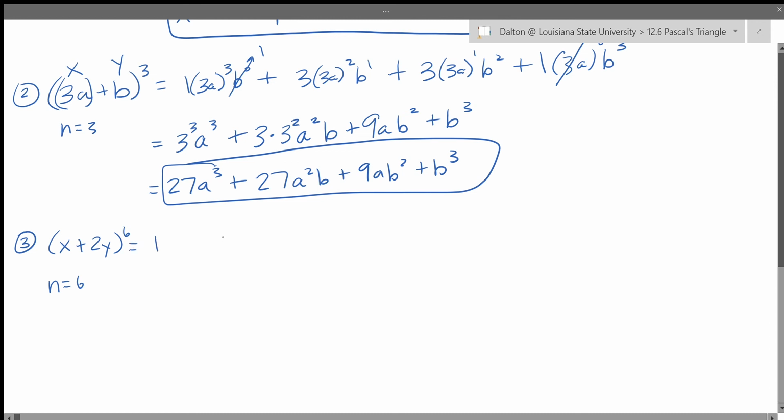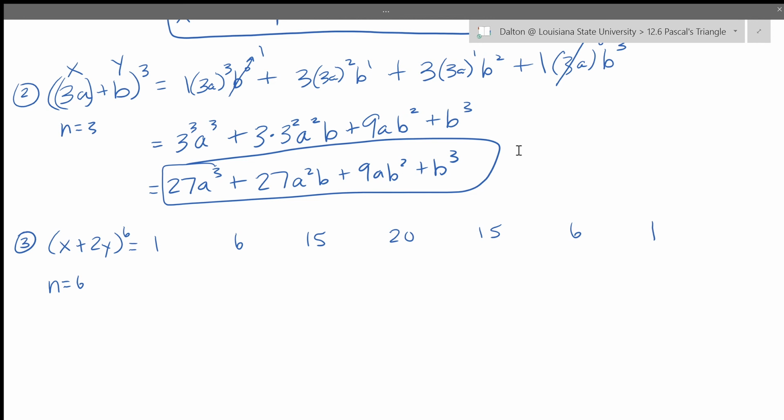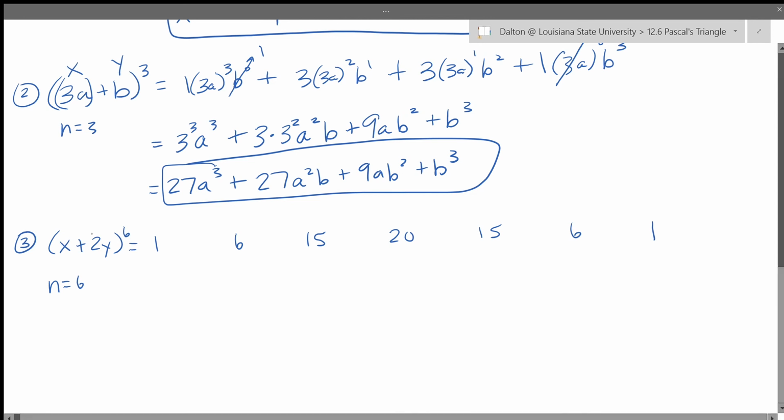1, 6, 15, 20, 15, 6, 1. And there's symmetry in the terms, by the way, if you didn't figure that out from the triangle. Okay, so these are the coefficients. And then we take our two terms, which the first term is just x, so that is what it is. But you have to remember that your second term is 2y. Okay, so we'll start with the easy one.